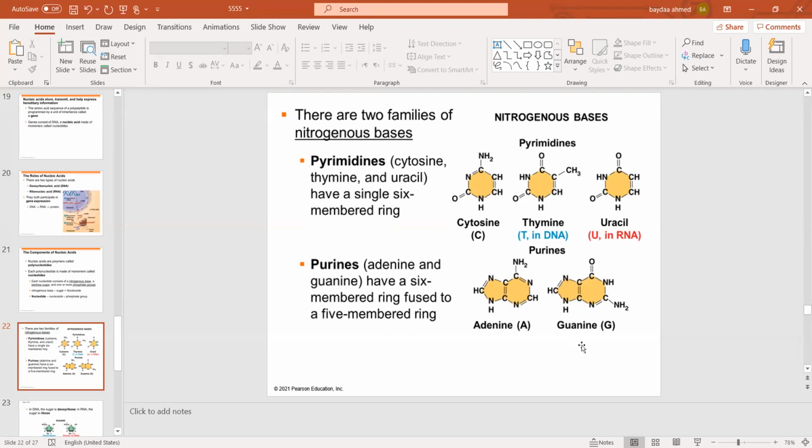The specific pyrimidines and purines differ in the chemical groups attached to the ring. Adenine, guanine, and cytosine are found in both DNA and RNA. Thymine is found only in DNA and uracil is found only in RNA. Remember those.